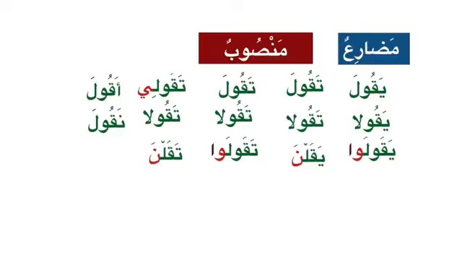So let's go to majzoom and see what happens. There are subtle changes which take place. In mudari' majzoom, the majzoom is represented by sukoon. If you see what is happening, when you get sukoon on the lam kalima to make it majzoom, there's iltiqai sakinaini. Whenever there is iltiqai sakinaini, the weak letter is dropped and it turns into yaqul. So alam yaqul.